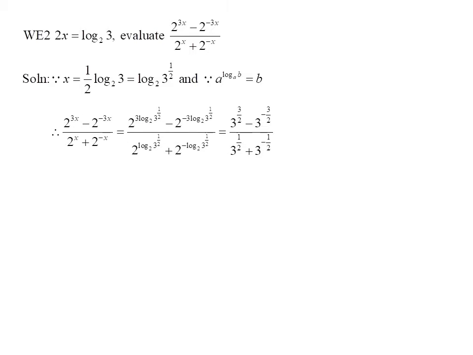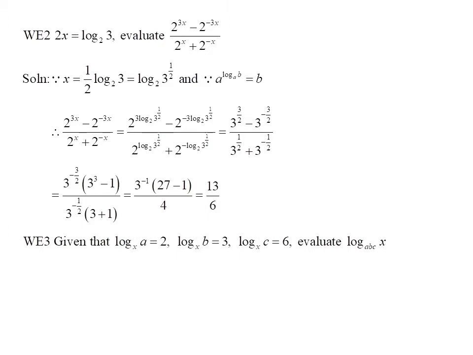Hence, the exponential expression can be simplified to the result of 3 to the 3 over 2 minus 3 to the negative 3 over 2 over the sum of 3 to the half and 3 to the negative half, which can be further simplified to 13 over 6.